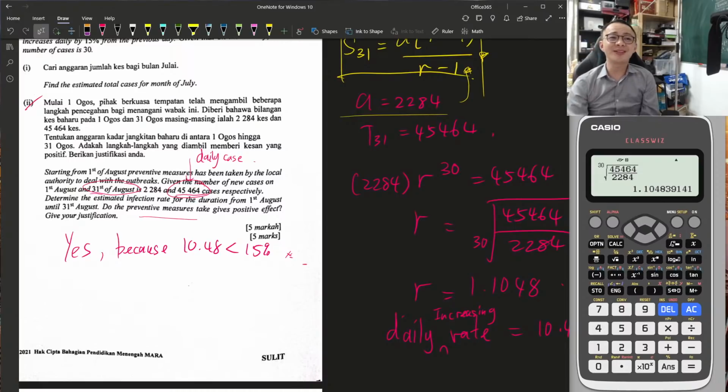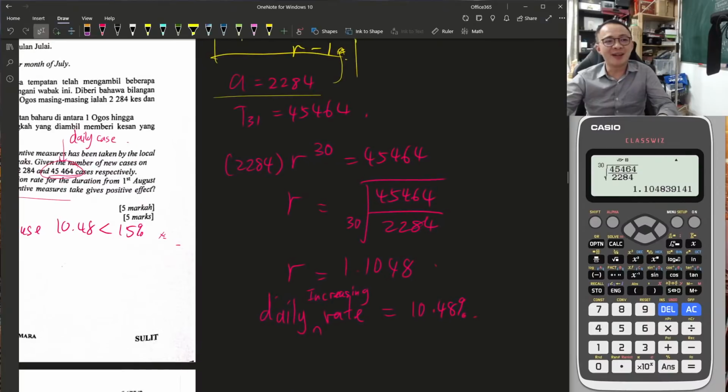At first I thought your number is very big, so I thought maybe the 45,000 is the sum of the whole August. But I realized it is not. It is on the last day itself, about 45464. Then if you sum all together, the number is even more scary here. And how do I get 10.48? Because I need to minus 1 to know the real percentage.